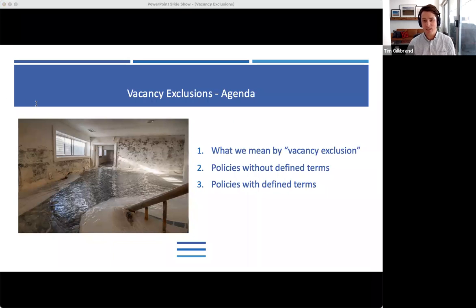Today I'm going to discuss vacancy exclusions in residential policies. This is somewhat of a complex topic, which depends a lot on the policy wording. So I'm going to try to hit some of the high points and leave you with an idea of the key considerations when you're dealing with these types of cases. First, I'm going to discuss briefly what I mean by a vacancy exclusion generally. Then we'll look at how the courts have treated vacancy exclusions where some of the key terms are not defined. And then we'll look at a different form of the vacancy exclusion where the terms are more defined and how that has impacted the case law.